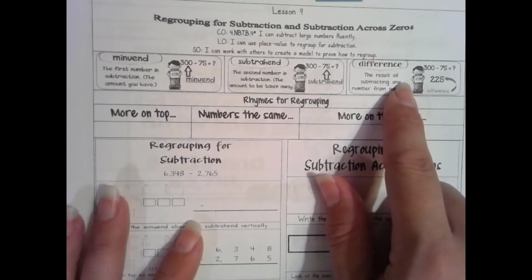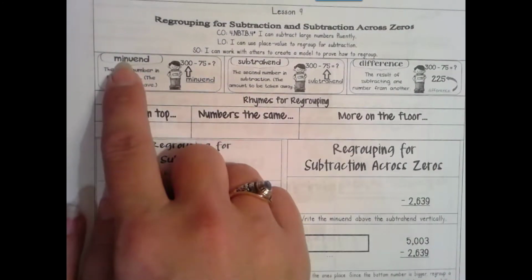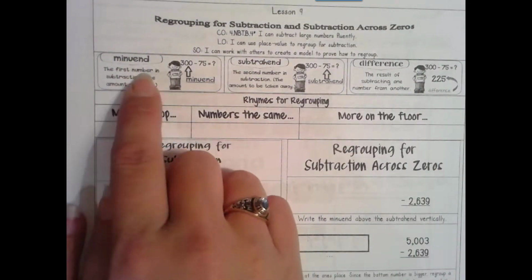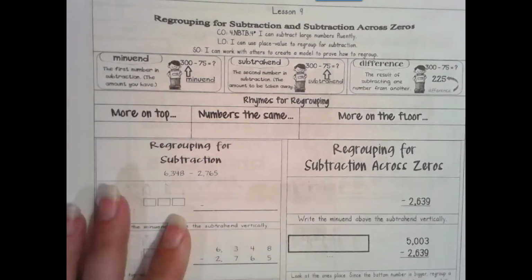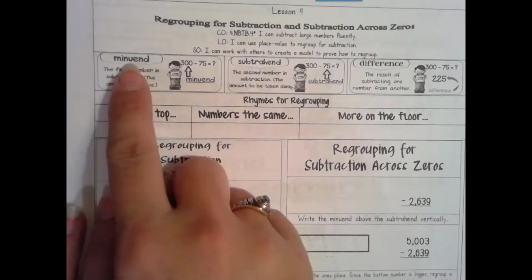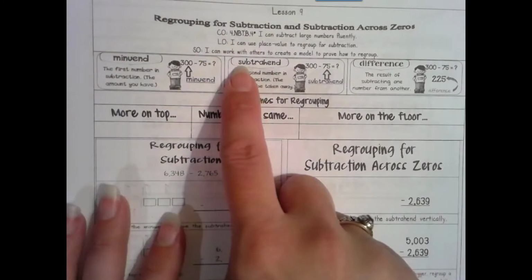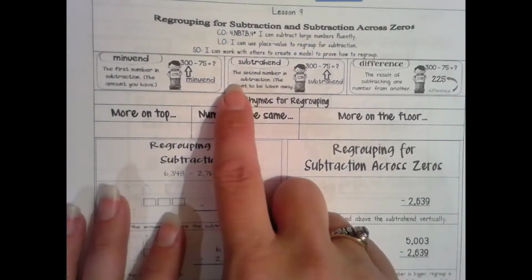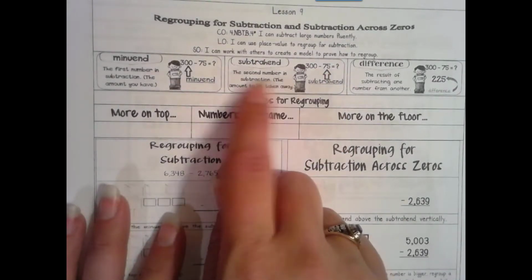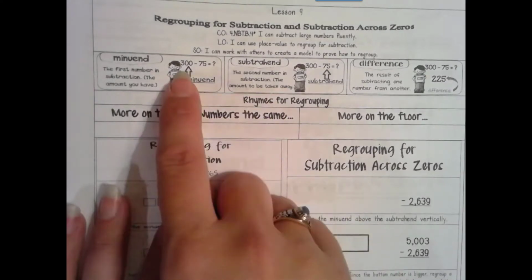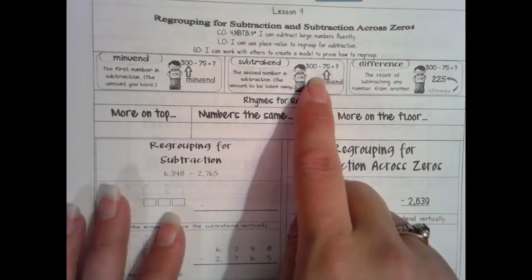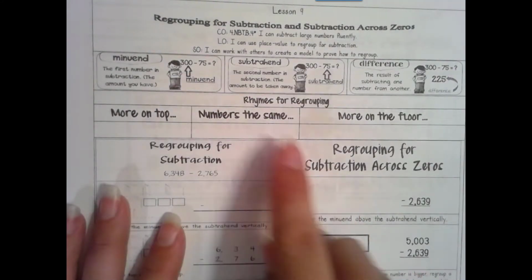We have 3 vocabulary words. First is minuend. That is the first number in a subtraction. In subtraction, the amount you have. So the minuend is what you have. And then we have the subtrahend. That is the second number in subtraction. That's the amount to be taken away. So the minuend is what you have. The subtrahend is what you're taking away.